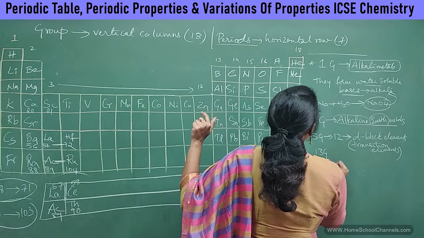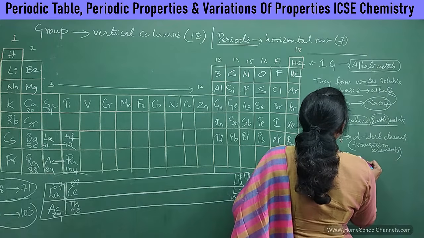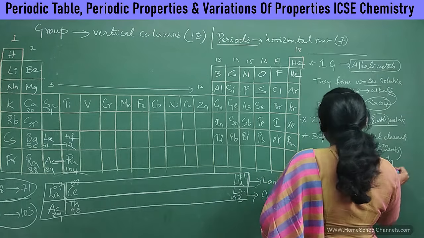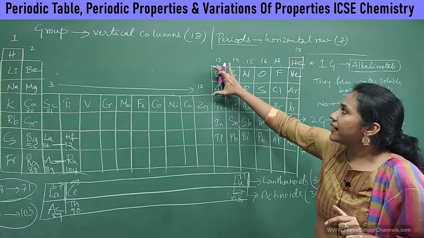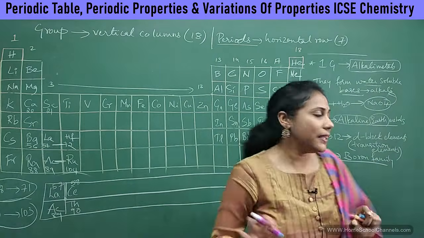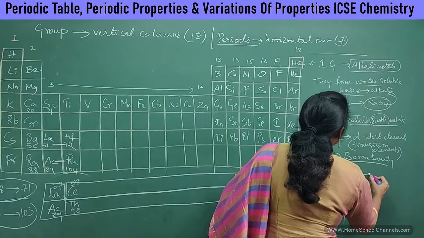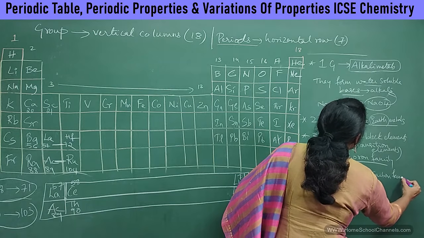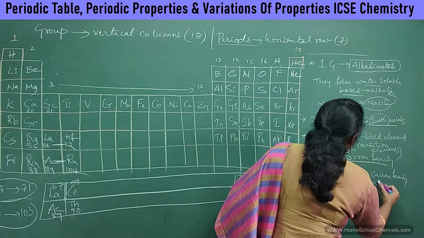Now, 13th group elements are called the boron family. No special name for this. Since boron is the first member of 13th group, it is called the boron family. Coming to 14th group, elements are called the carbon family.